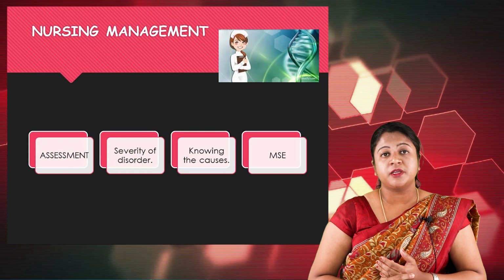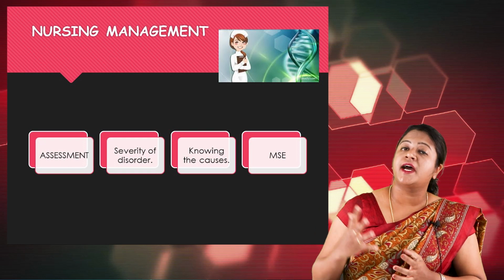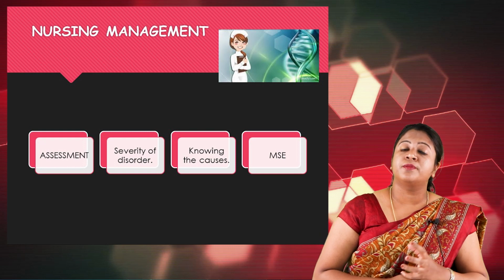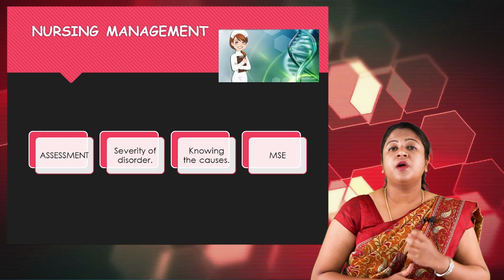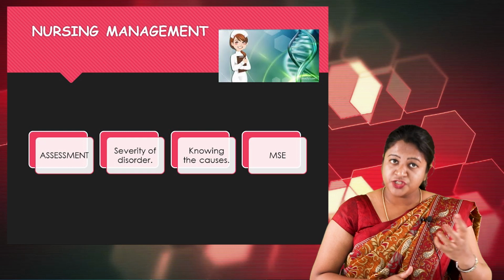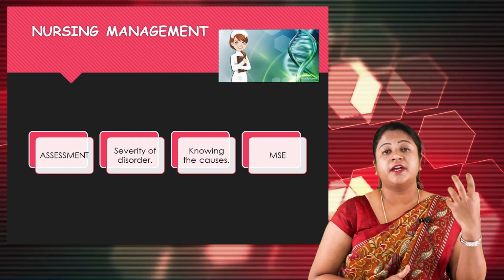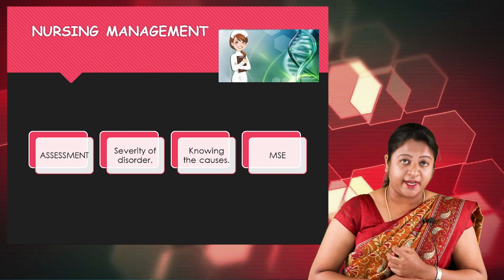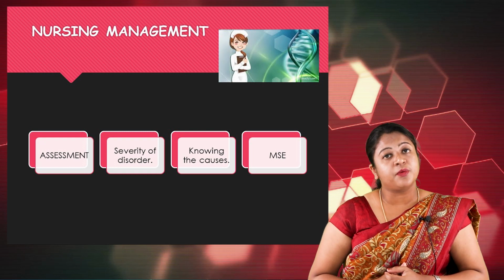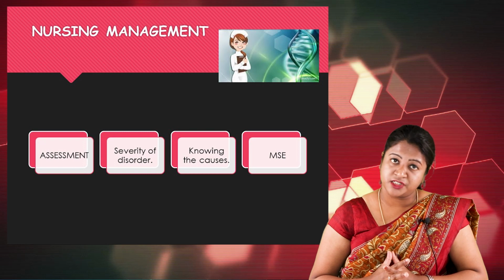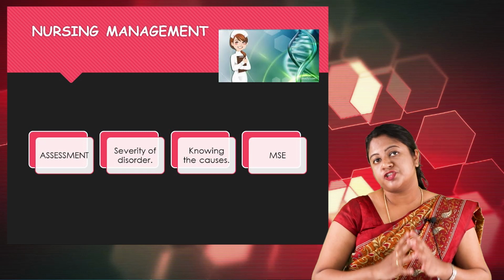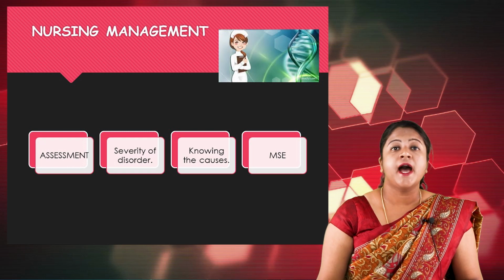In the assessment part, you have the subjective data as well as the objective data. The subjective data is the information you collect from the patient to rule out the cause: how is the history of the patient, how the disorder developed in him, what are the changes in the personality, which will give you an idea. And when it comes to the objective data, you're going to assess and find out the symptoms by doing the mental status examination. So that is a part of the nursing assessment.